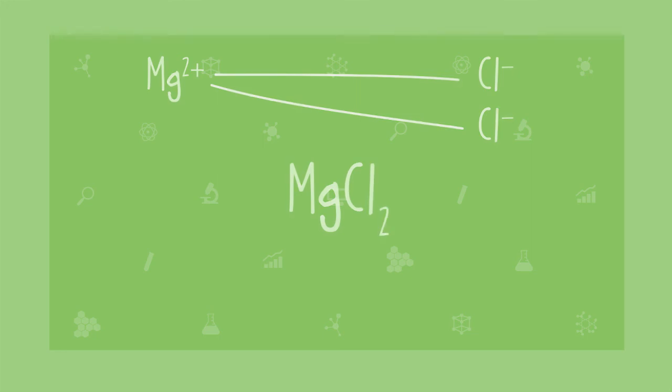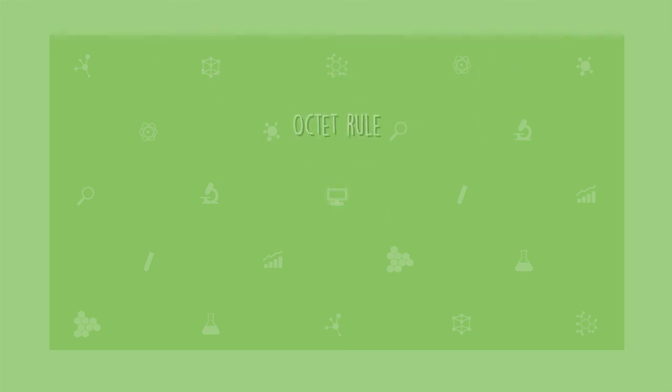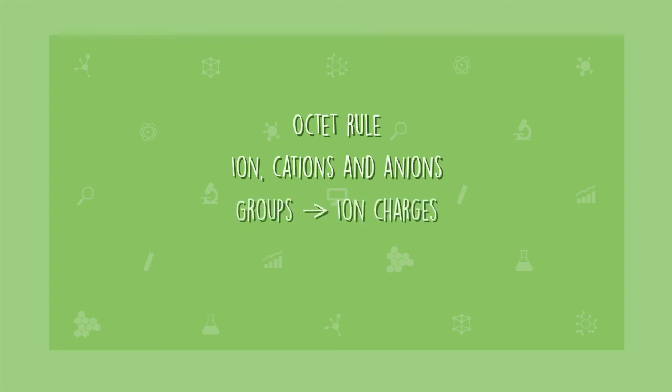So to recap, the octet rule tells us that atoms want to form a stable outer shell of 8 valence electrons. An ion is a charged atom, a cation is a positive ion, and an anion is a negatively charged ion. We can use the group numbers on the periodic table to predict the charges of ions, and ionic compounds form when anions and cations bond.